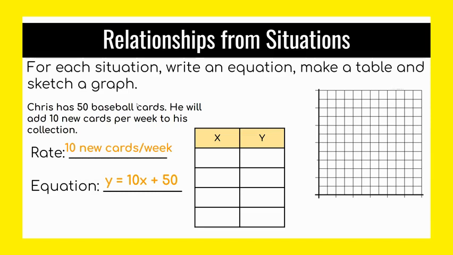Again, we're going to start by plugging in 0. At week 0, if I plug in 0 for x, well, 10 times 0 is 0, but then I add this plus 50, so it's at 50. Notice how this does not have 0, 0 as a point. That means it is non-proportional because it does not touch. If you put it on the graph, it's not going to touch 0, 0.